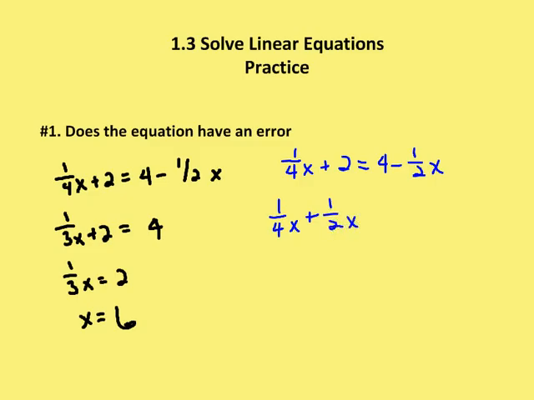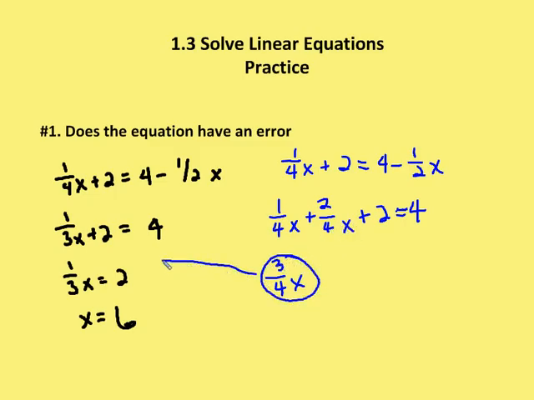Now 1/2 x is also the same as 2/4 x, so I'm going to rewrite that. Remember, when we add fractions, we need to make sure that the denominator is the same. Plus 2 is equal to 4. So let's handle the variable first, then we'll take care of the constants. So 1/4 x plus 2/4 x is 3/4 x. And there we just spotted our error. The result that we get here is 1/3 x when it really should be 3/4 x.